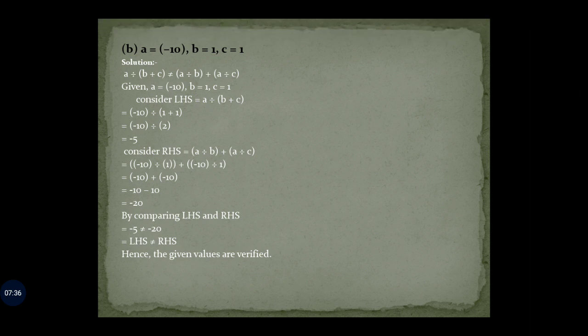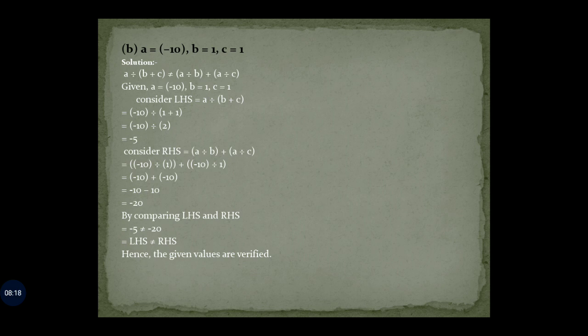B1. A is equal to minus 10, B is equal to 1 and C is equal to 1. Here also same thing. Let us verify. Given A is minus 10, B is 1 and C is 1. Consider LHS, which is A divided by B plus C, which is equal to minus 10 divided by 1 plus 1. Minus 10 divided by 2. 1 plus 1 gives you 2. Therefore, minus 10 divided by 2 gives you minus 5.